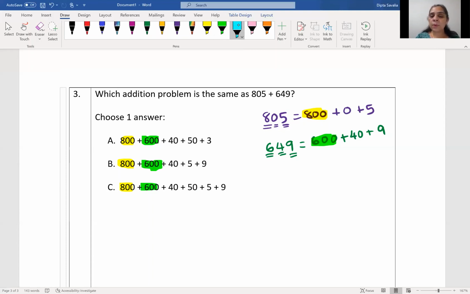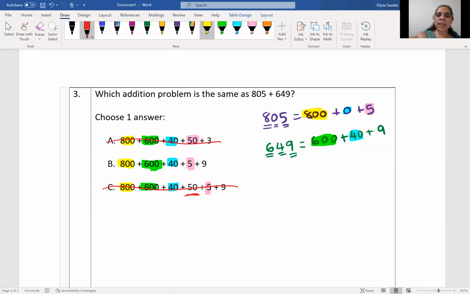Next, we don't have any tens in the first number, so we don't need to check there. We have 40. So let's see, we have 40, 40, and 40. Each one has it. Next, how many ones do we have? 5, right? And look at this, we have 50, and we don't need 50, so we can cross out A. And B has 5 ones. And C, if you check, we have 5 ones, but we have an extra 50 here. We don't need that. So we can eliminate that answer as well.